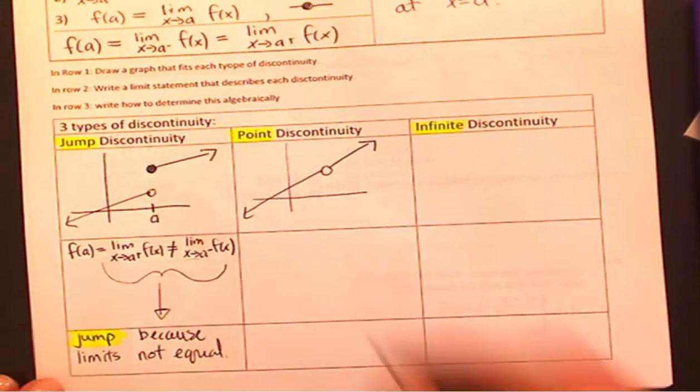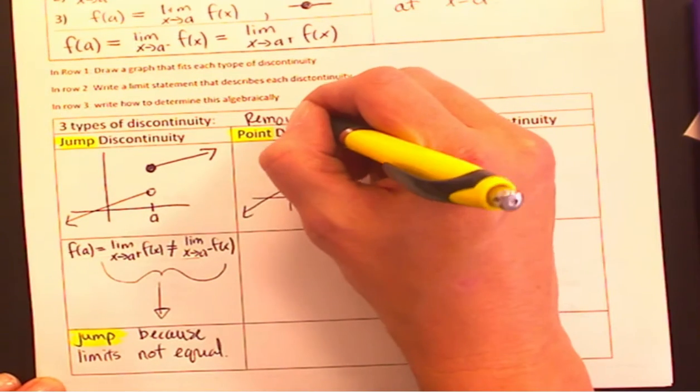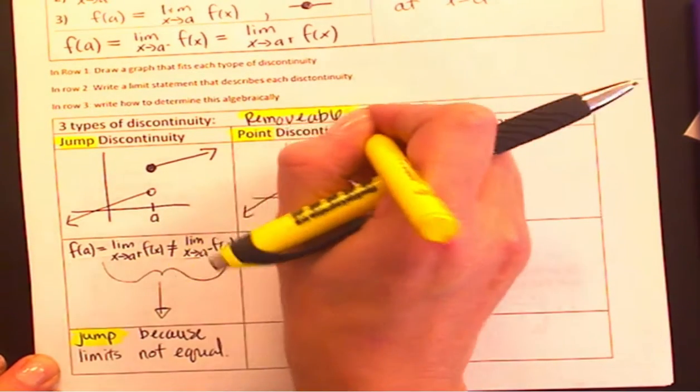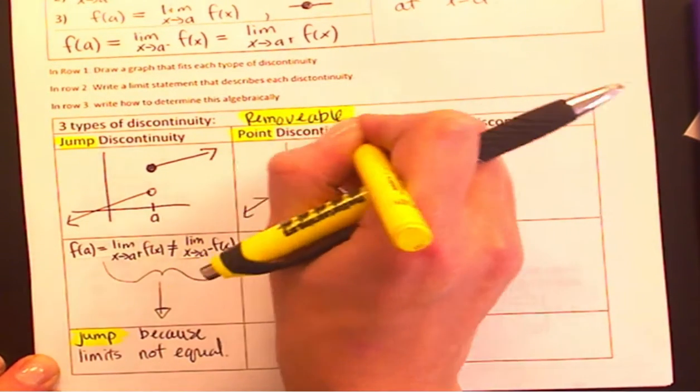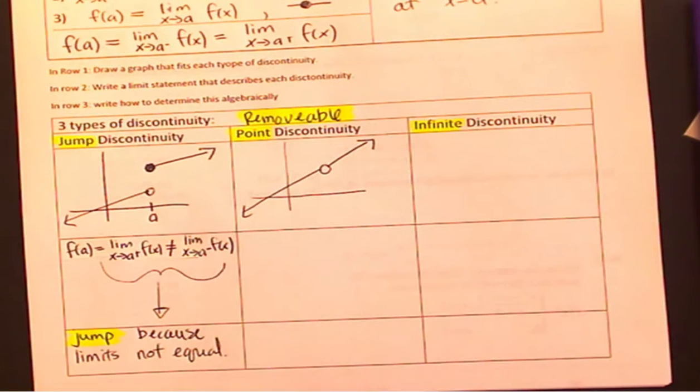Okay? Now I'm going to add a word here. Sometimes we call this removable. I'm never going to have you choose between those two words, but depending upon what text you're looking at or the multiple choice that you have to choose from, you could see either of those words. They mean the same thing.